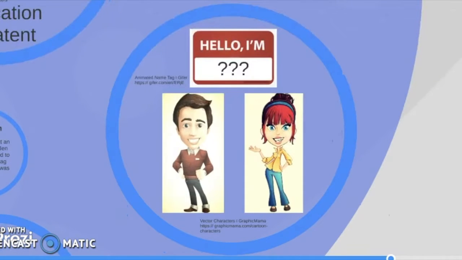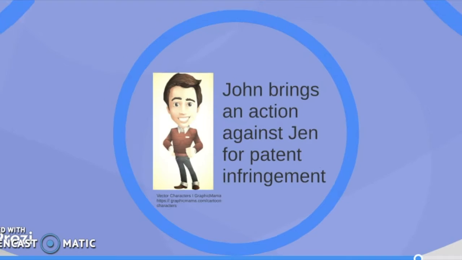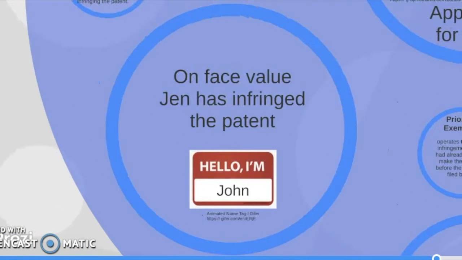John found out that Jen had been designing the same name tag as him and thought she had copied the patented version of the name tag. Therefore, John brought an infringement action against Jen for making the name tag that he had patented without his permission. On face value, Jen has infringed the patent by making a product covered by John's patent without John's permission.